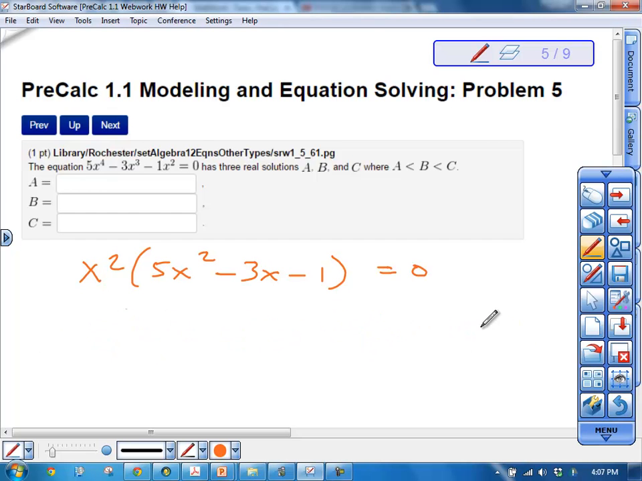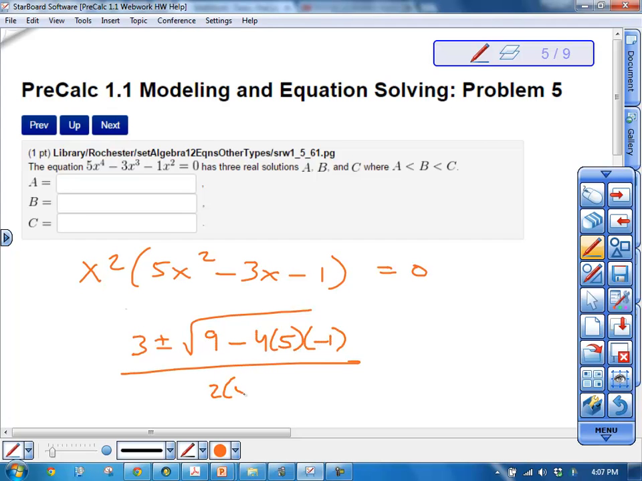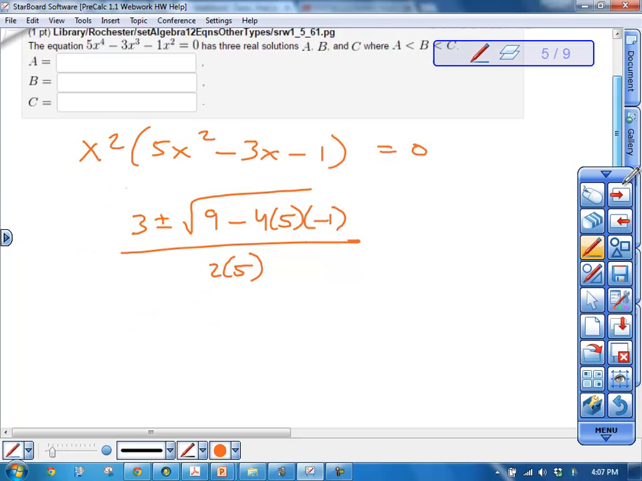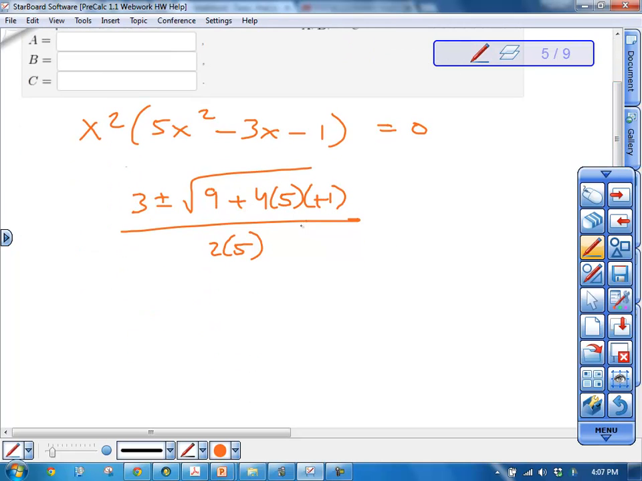So I'm going to try to use the quadratic formula. Quadratic formula is the opposite of b, plus or minus the square root of b squared, minus 4 times a times c, all over 2 times a. All right, double negatives cancel. This is 29, so it's 3 plus or minus the square root of 29 over 10.